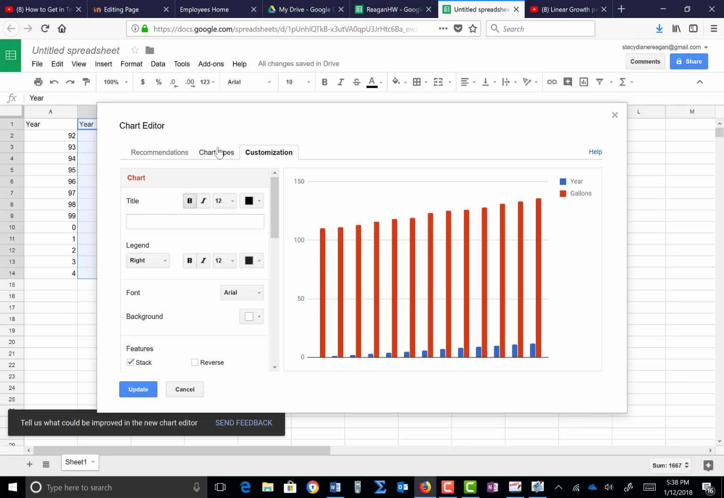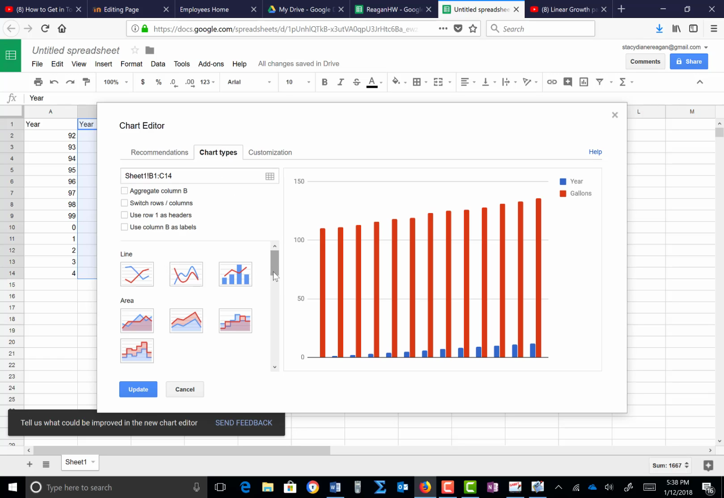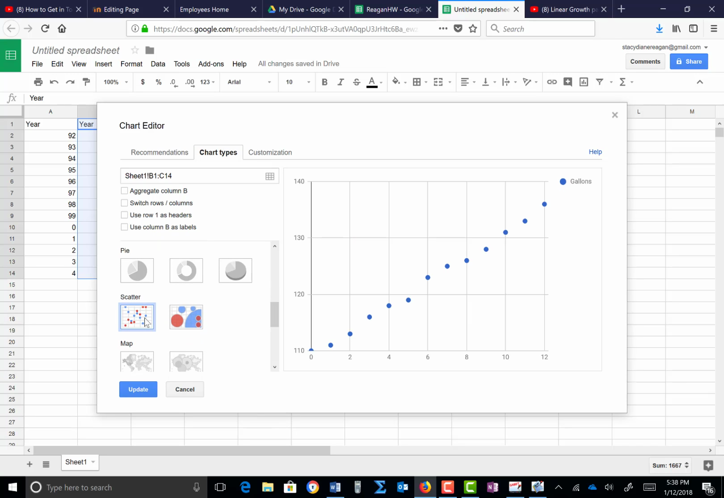I'm going to go over to chart types, and go down to scatter plot. And notice over here, it's not exactly a straight line, but it's close enough. It's very, very close to a linear model. Sometimes your data doesn't fit perfectly, this is life, so it's not always a straight line.